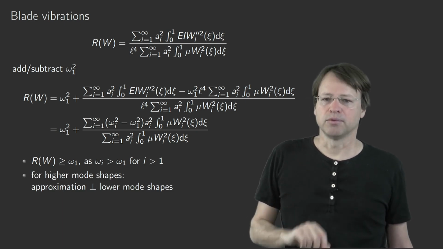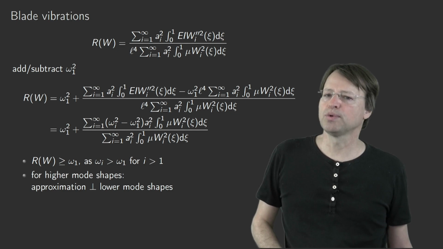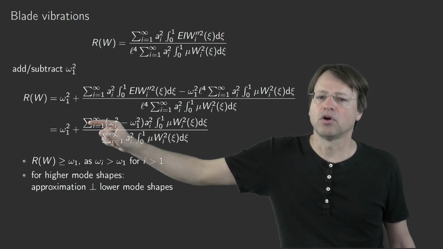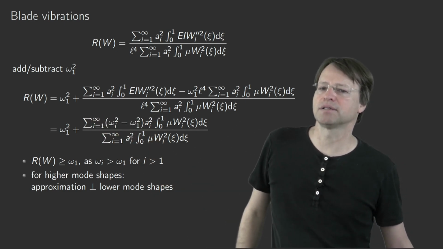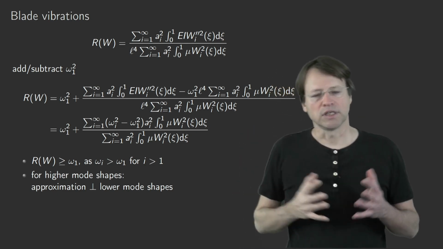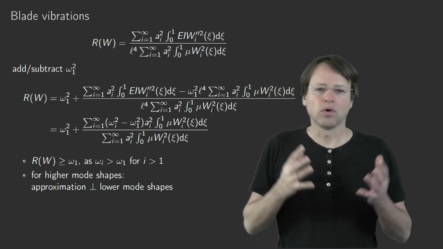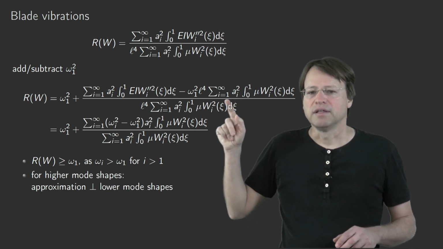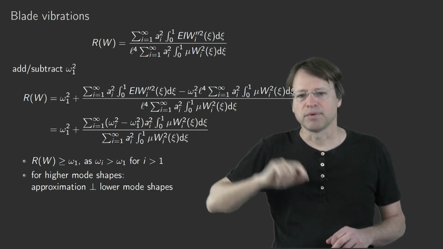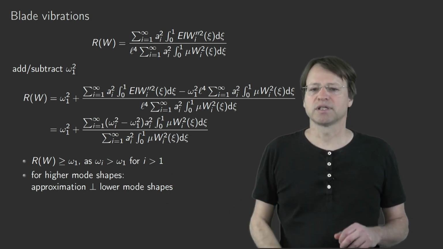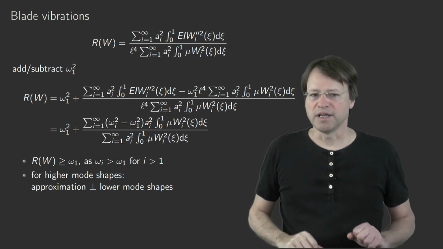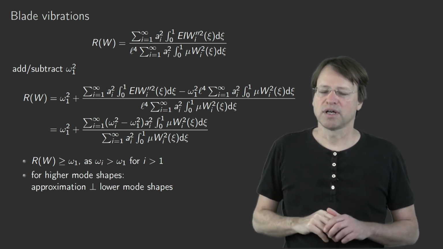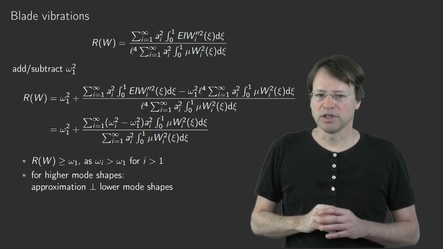Now what to do for higher mode shapes? So if you want to approximate not omega 1 squared, but some other, let's say omega 3 or omega 4 or some higher mode, then you have to assure that the coefficients A sub i for these lower mode shapes are 0. So your approximation must not only satisfy the geometric boundary conditions.